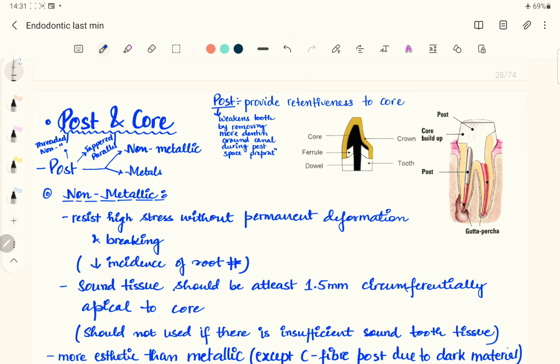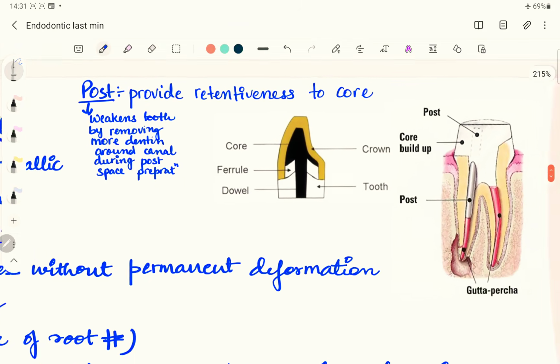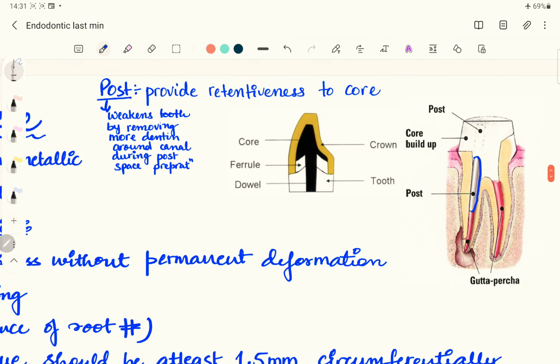If you have not seen post and core, you can also watch videos on YouTube. So this is a post which is cemented into the root canal, and core is to build up the crown structure or build up the tooth structure. The purpose of this post is to provide retention to the core. But in order to put a post, you have to remove some of the gutta percha. Also, you have to flare up this root canal. So that is how you are removing part of the dentine in order to put a post.